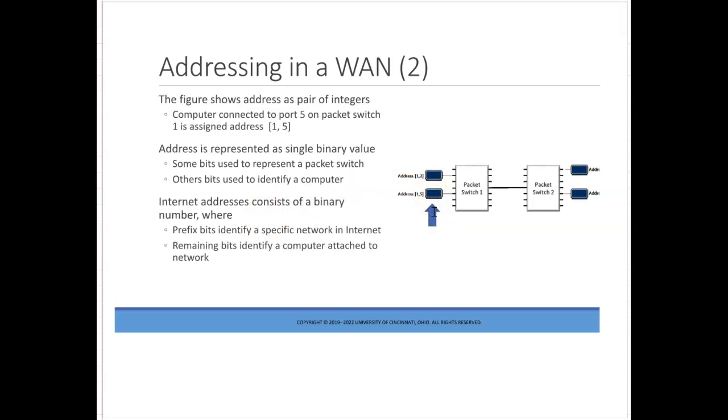In practice, an address is represented as a single binary value with some bits of the binary value used to represent a packet switch and the remaining bits to identify a computer. Internet addresses consist of a binary number where the prefix bits identify a specific network in the internet, and the remainder bits identify a computer attached to that network.